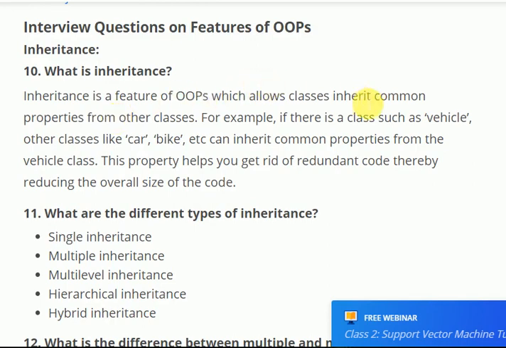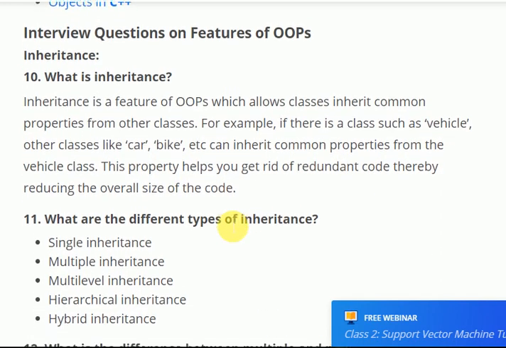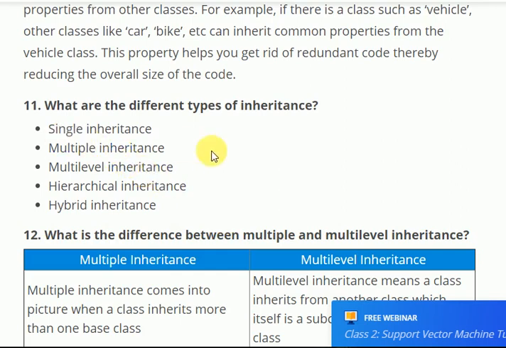Inheritance. Suppose there's a class named vehicle, and other classes called car, bike, etc. Now car and bike can inherit common properties from the vehicle class. This is inheritance. So there is no need to create all the methods again, and the code can be reused. There are different types of inheritance: single, multiple, multi-level, hierarchical, hybrid.